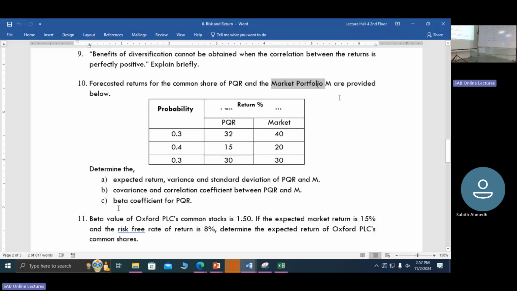So a beta coefficient calculation is there. Let's do it quickly. Expected return, variance, standard deviation for the PQR and the market portfolio, covariance and correlation for the PQR and the market portfolio. Then estimate the beta coefficient for the PQR company and interpret the beta, the systematic risk of the PQR. We'll do it quickly.